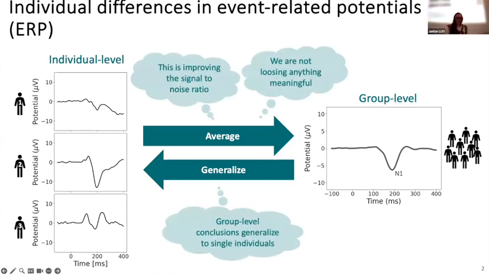But as harmless as the group average seems, it comes with some assumptions. First, we are assuming that the average is a meaningful summary measure that improves the signal-to-noise ratio. Then we also assume that the conclusions made at the group level naturally generalize back to single individuals. And then we also assume that the individual differences that we are averaging out are irrelevant to the final conclusions.